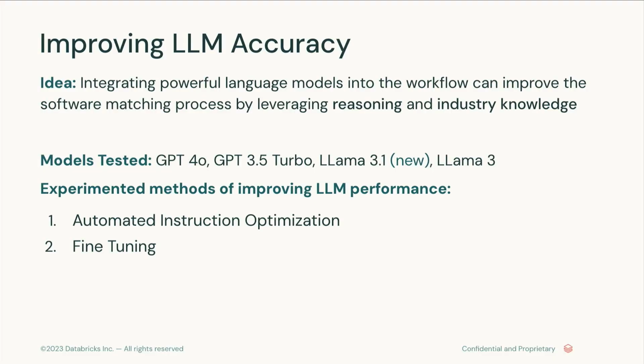So how did we improve the LLM accuracy, right? By integrating these powerful language models, we can improve the software matching process. We tested a couple of models and experimented with various methods of improving the LLM performance. So I'm going to talk about some of the methods, which are automated instruction optimization and fine-tuning.